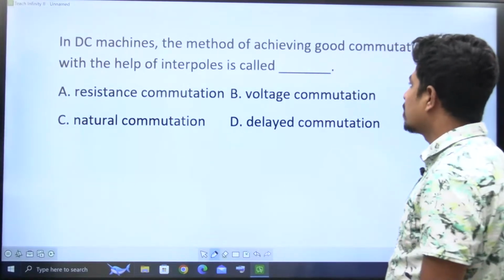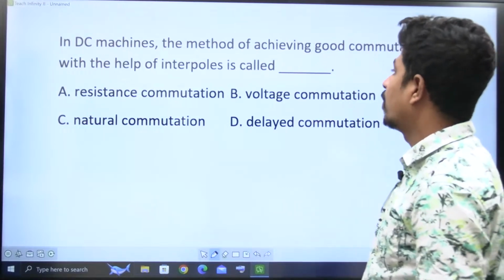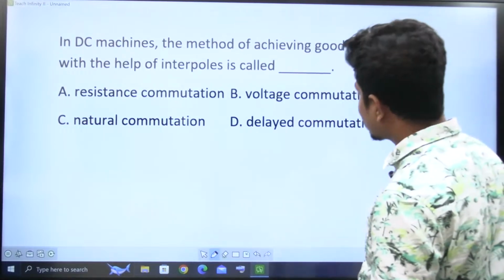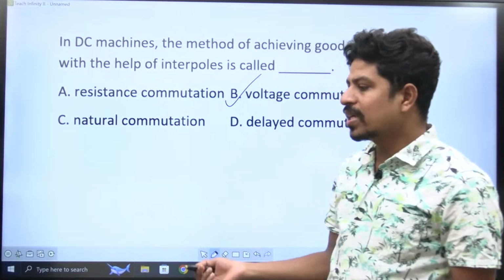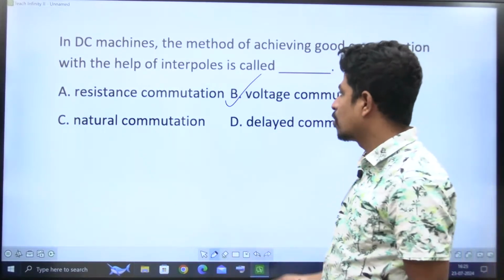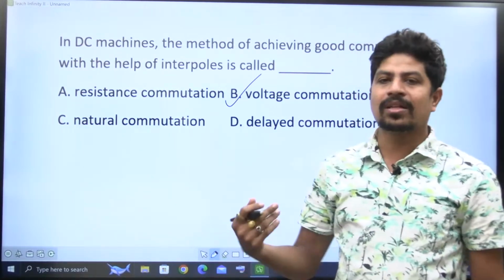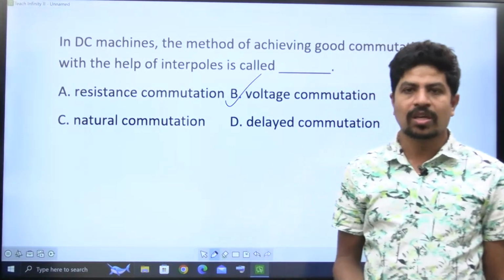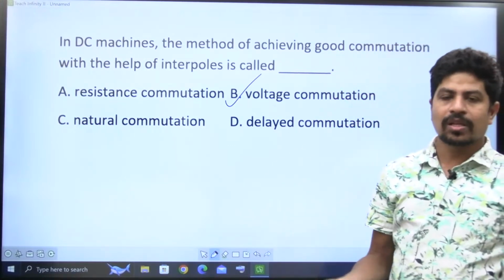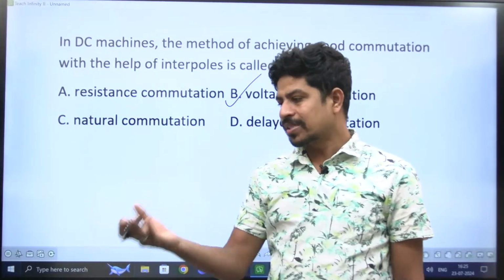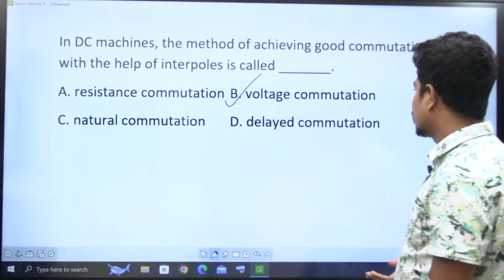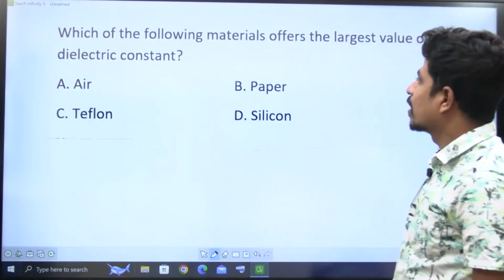In DC machines, the method of achieving good commutation with the help of interpoles is called voltage commutation. This is also a direct question. What is there in this one to think? Yes, it's voltage commutation. There are different methods of commutation in DC machines. What is commutation in a DC machine and what are the commutation methods? You might have studied them in your classes. Let's go to the next question.